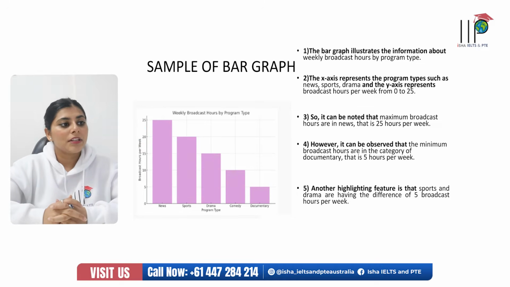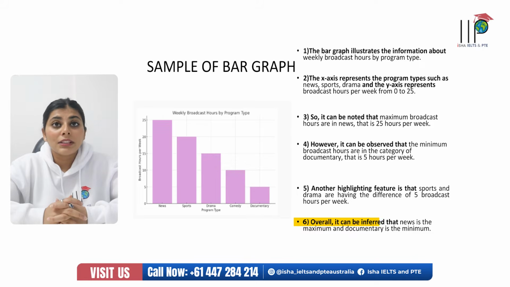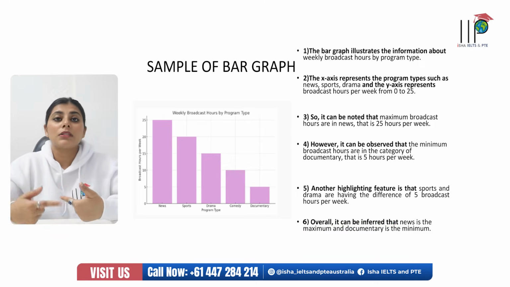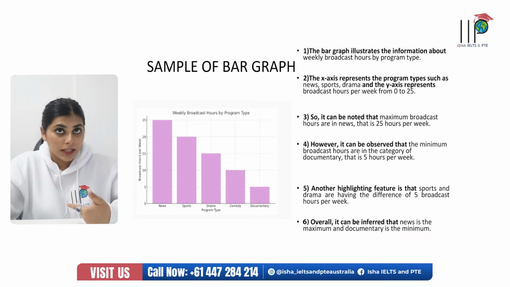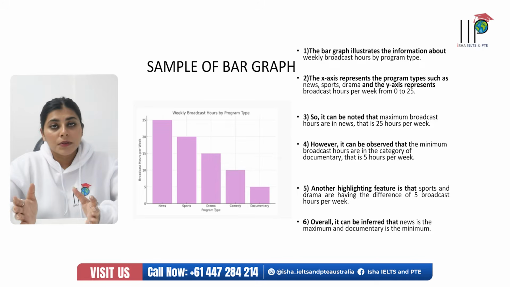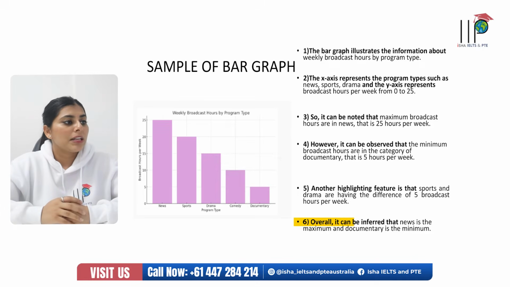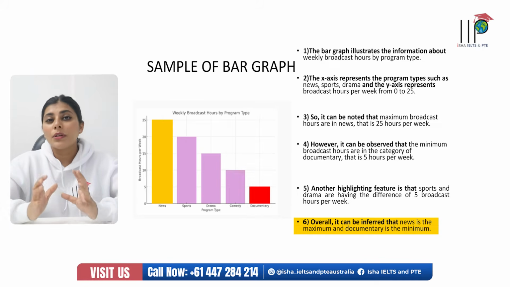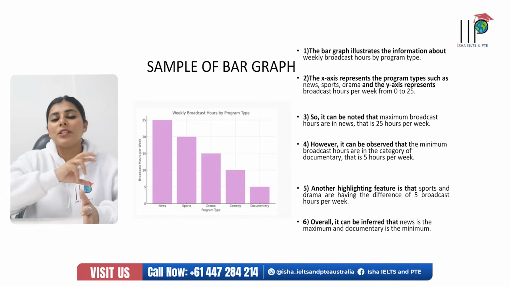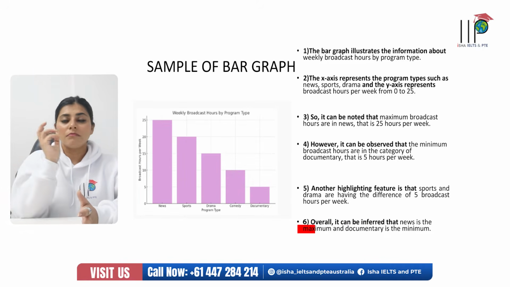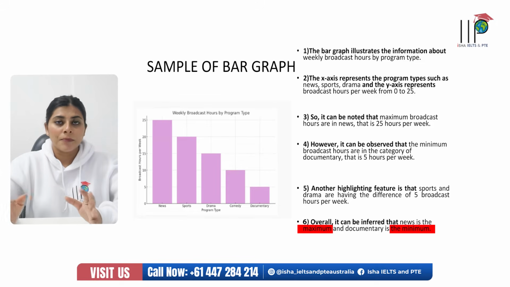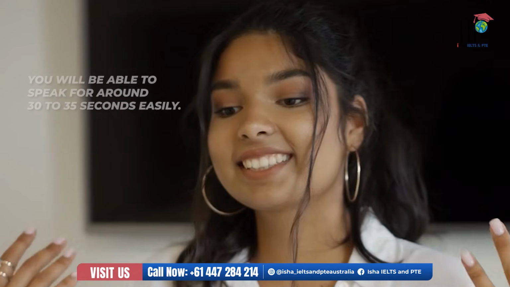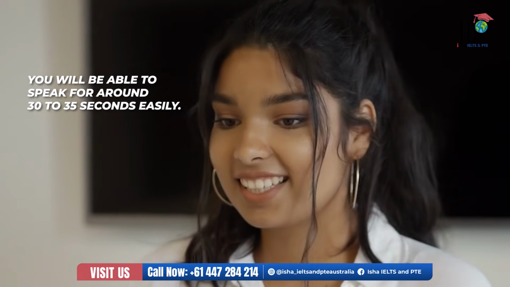And in the last line, we'll say, overall it can be inferred that. Again, we have to repeat what is maximum and minimum in the image, but without using any numbers. So overall, it can be inferred that news is the maximum and documentary is the minimum. We don't have to mention the numbers here. We'll just represent the maximum and the minimum again. If you speak like this, you'll be able to speak for around 30 to 35 seconds easily.